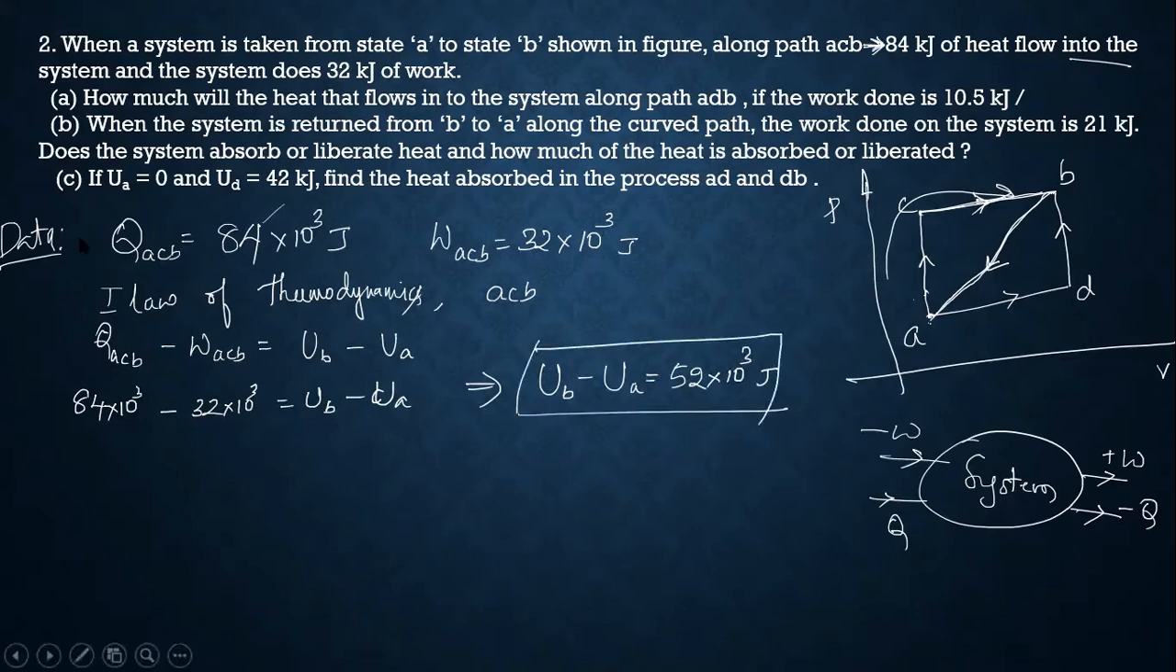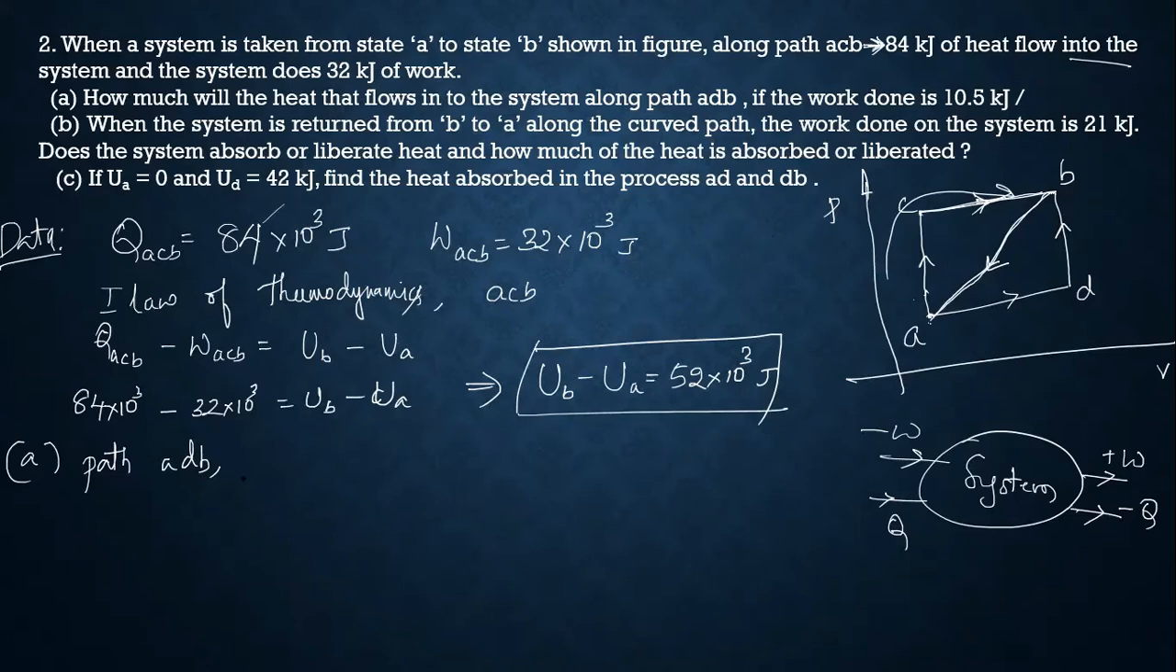Next, let us go one by one with the determination. Let us go with part A. How much heat flows into the system along path ADB? Now I will consider path ADB, this one, along path ADB.